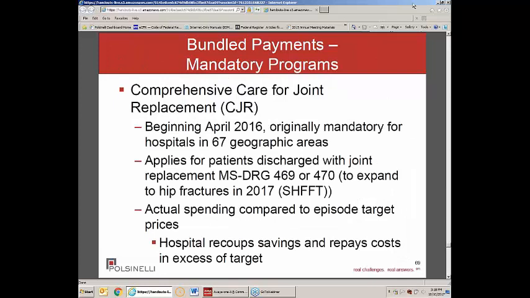We also have the Comprehensive Care for Joint Replacement Act. It's not an act, excuse me, initiative. This began in April of 2016. It was originally mandated for hospitals in 67 geographic areas and was looking just at patients discharged with joint replacements, the knee replacements, and it was supposed to expand to hip fractures in 2017. Again, similar to the other models we just talked about, the actual spending is compared to an episode target price. The hospital gets to recoup those savings and/or repay costs in excess of the target.